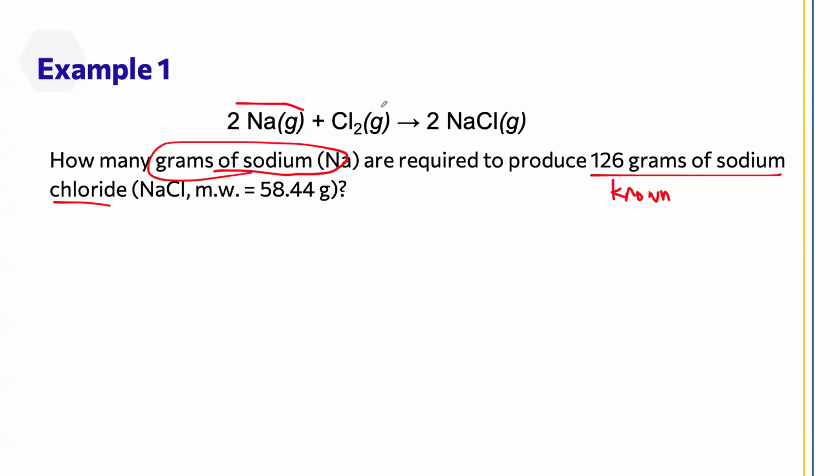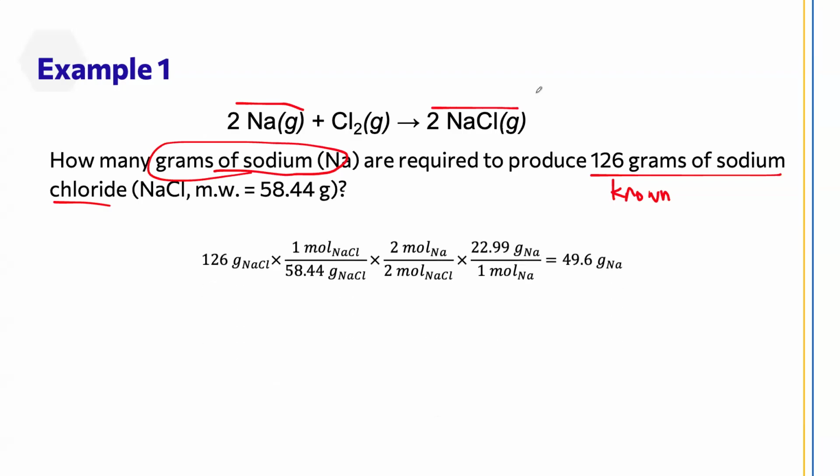So sodium and sodium chloride is a 1:1 ratio. What I can do is start with a known quantity, 126 grams of sodium chloride, and divide by the molar mass so that grams of sodium chloride cancel out. Molar mass by definition is 58.44 grams per 1 mole. Now use the mole ratio so that moles of sodium chloride cancel. In the end, I want sodium, so I use moles of sodium, and then multiply by the molar mass of sodium. That gets me 49.6.